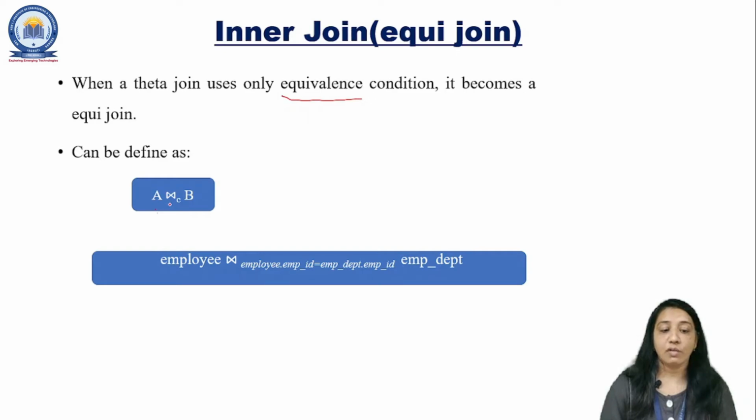The syntax for that is: A and B are the two relations, this is the symbol of join, and here C means a condition. So the same query can be written as Employee, the first table or relation, and the other is EMP underscore department. In between you have to write the condition, but here you can't write greater than and less than. Only when there is equivalence can you go for the equijoin.